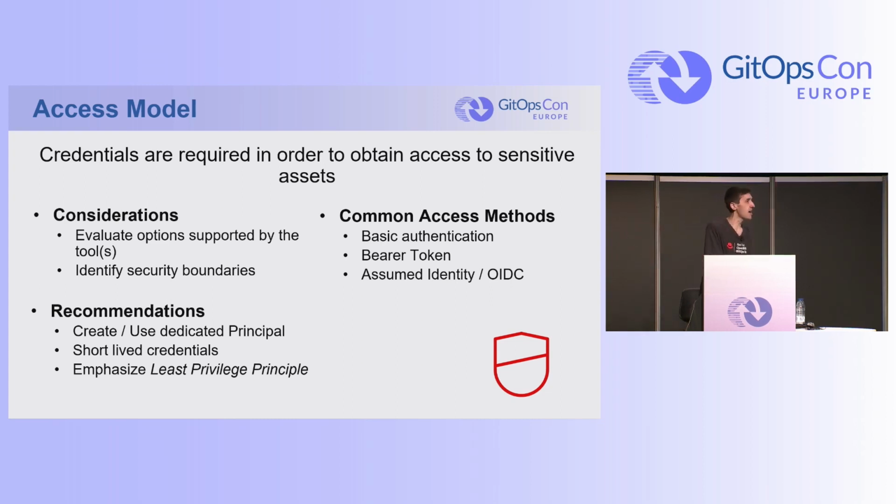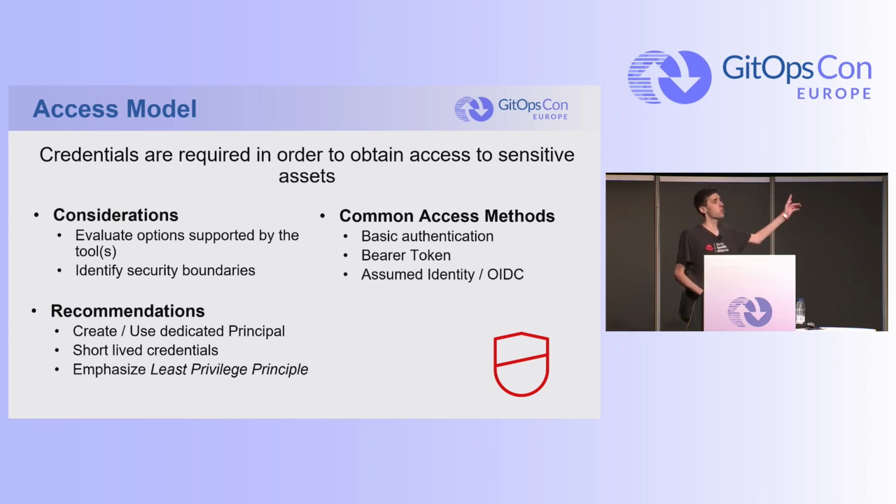What are some common access methods for talking to and accessing your secrets? One, the simplest, basic auth. It is what it is. It's just an option out there. Two, most common out there is bearer token. That's one of the ways you can talk to Kubernetes.